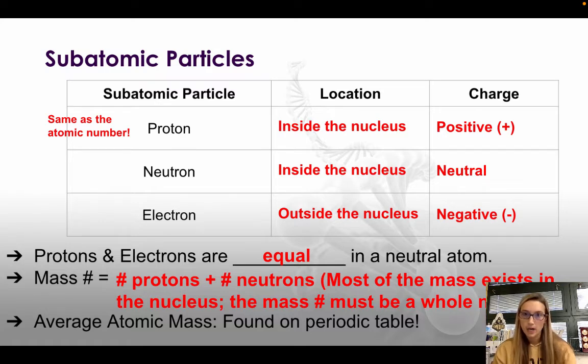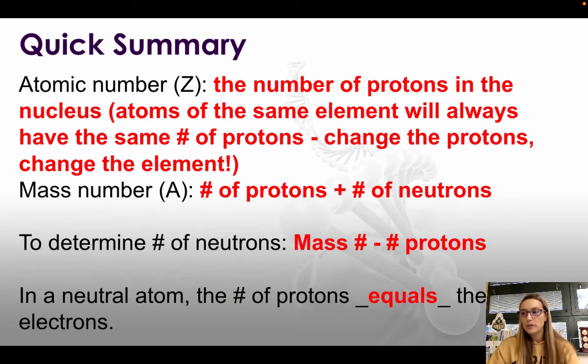This mass number is a whole number. So it is 4 plus 7, right? It'd be 11. 5 plus 12, right? 17. Mass number is a whole number. Average atomic mass, this is what's found on the periodic table. And there is a difference between the two. When we talk about isotopes, we will talk about average atomic mass and the difference between mass number and average atomic mass. So just a quick summary, kind of what was on the slide before.